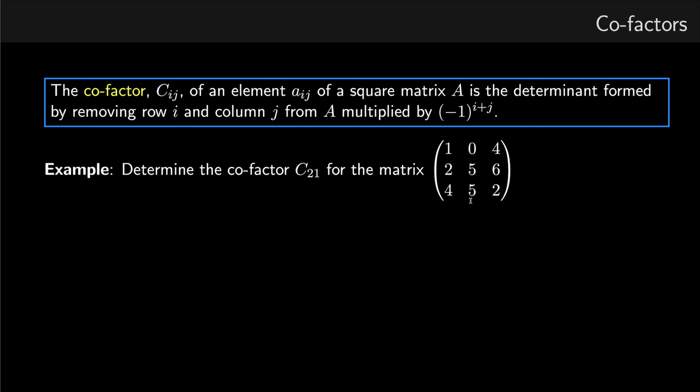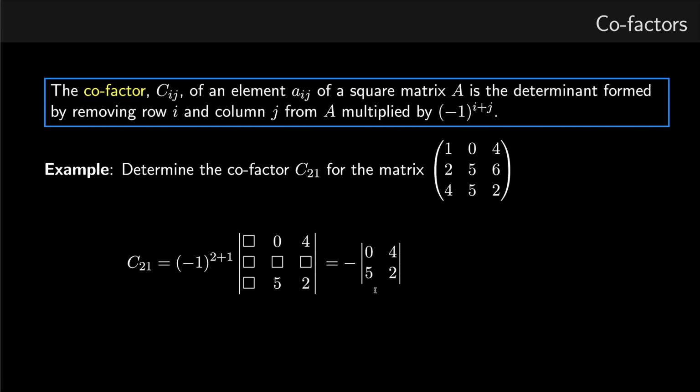So by way of example, here we have a 3 by 3 matrix, and we're going to calculate the cofactor C21. That's the cofactor of this element 2 here. So what we do is we block off row 2 and column 1. Here we can see we blocked off row 2, column 1. We're left with a 2 by 2 matrix. We calculate the determinant of that 2 by 2 matrix and multiply it by minus 1 to the power of 2 plus 1, because second row, first column.